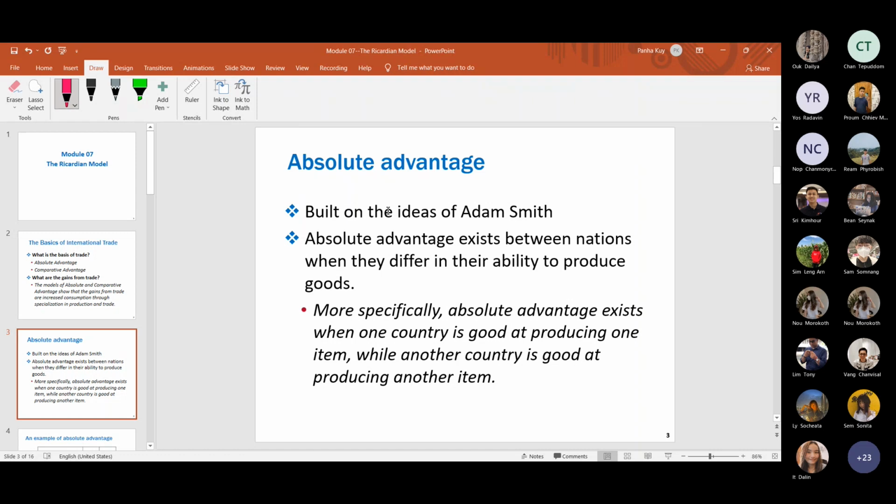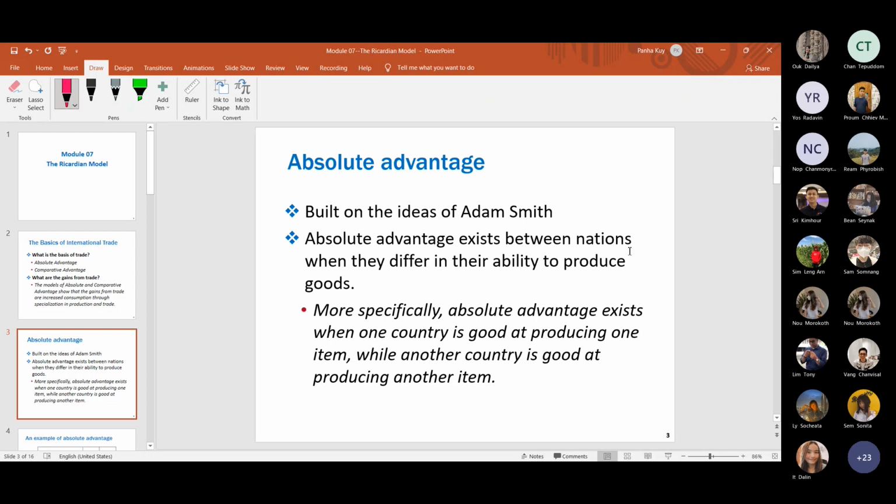Okay, it builds on the idea of Adam Smith. Absolute advantage exists between nations. This can be nations and also parties, when they differ in ability to produce goods. More specifically, you can say absolute advantage exists when one country is good at producing one item, while another country is good at producing another item.